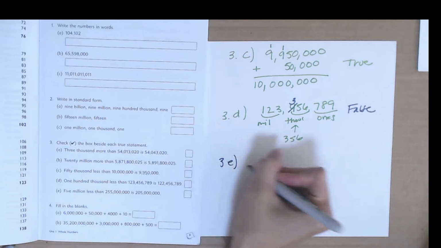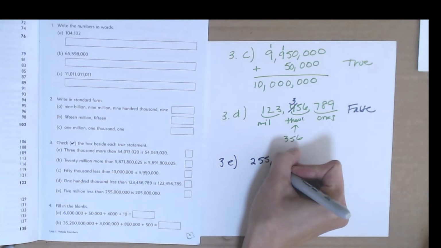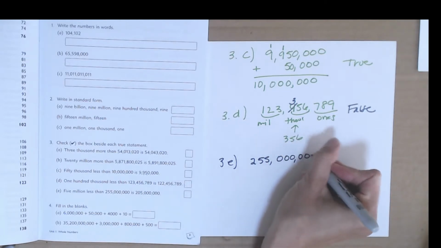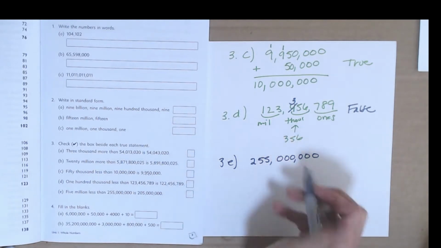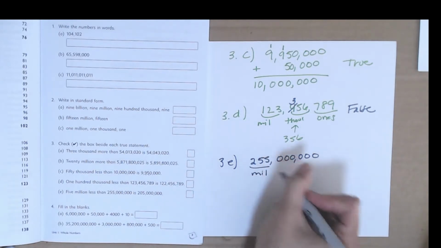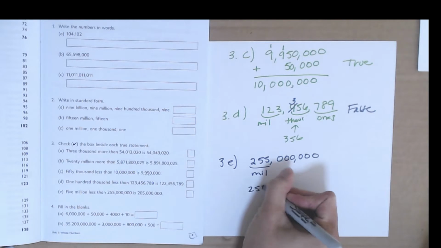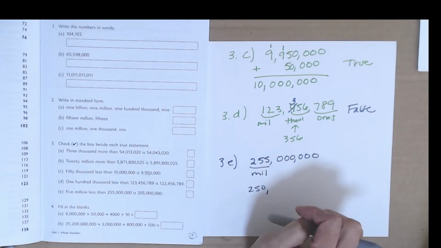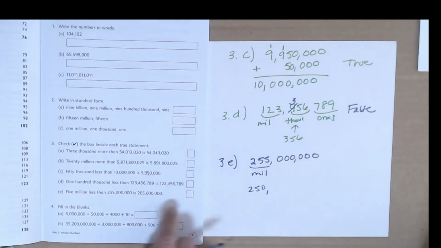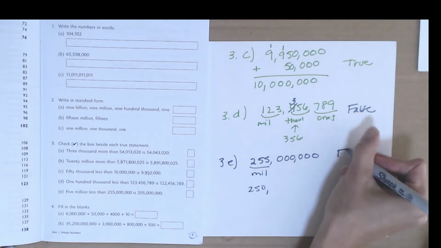And 3E, 5 million less than 250 million is 205 million. Let's think about it. If we take, so here's our millions. If we take 5 million away from that, we have 255 million. Take 5 away from that, and you would get 250 million, right? 255 minus 5 would be 250. So is that what they have here? No, they have 205 million. That's different. So it would be false.